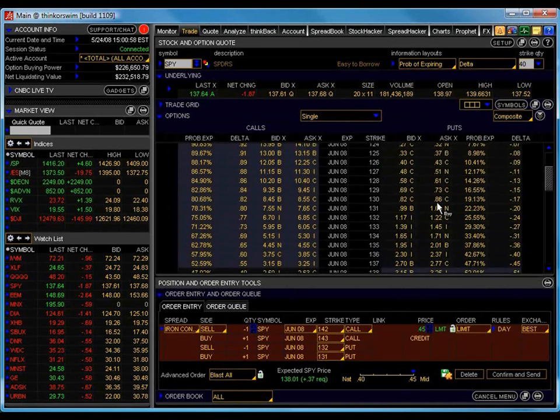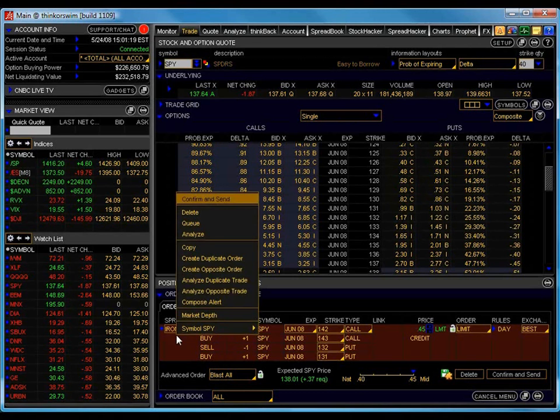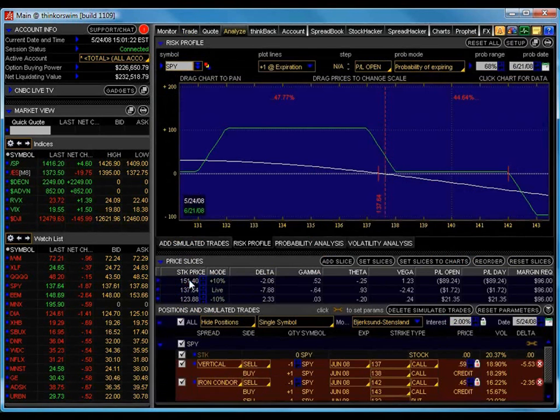The same thing on the put side. Normally what I want to do is take a look at the probability of expiring close to 75%, or having a 24 delta, because the delta will protect us if the stock does move down. The increase for every dollar that SPY moves down is only going to be 24 cents. It's not going to kill us. So let's analyze this trade.